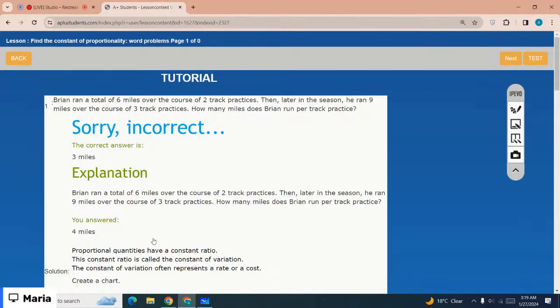We have already done one lesson in the same chapter where we worked on the constant of proportionality. The proportional quantities have a constant ratio. You are given two scenarios. For both scenarios, if you have the constant ratio, that means they are proportional. You have to find their constant of variation, right? So how do we find the constant of variation?